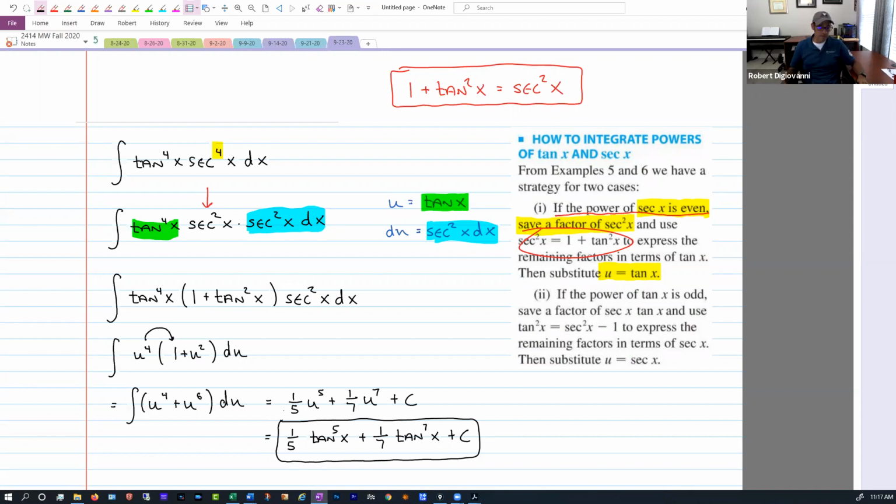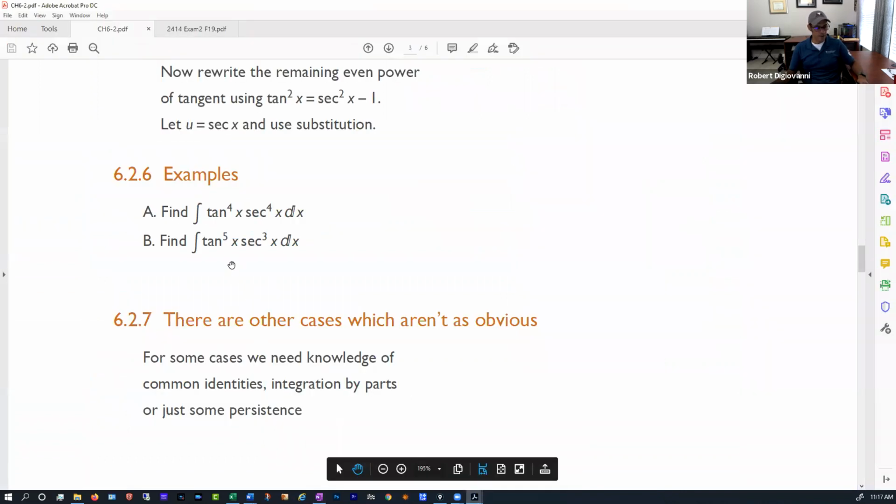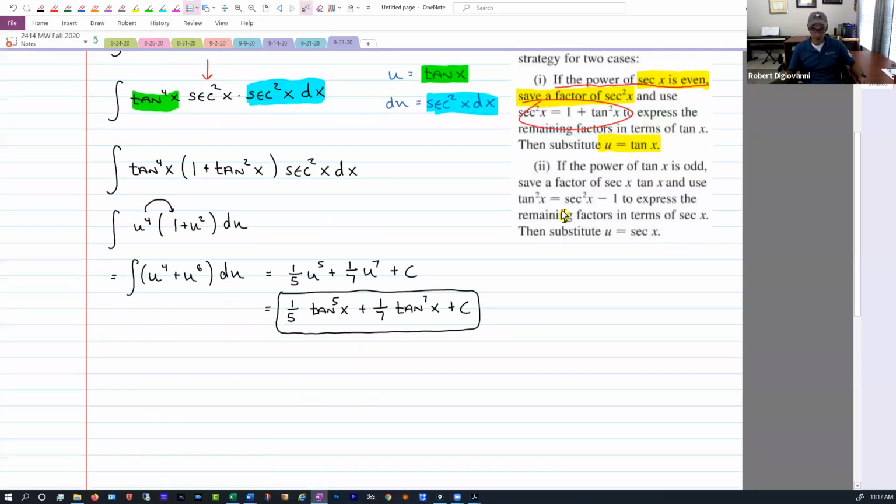Okay, this is good, right? Any questions? All right, so let's look at another one. Let's do tangent to the 5th x secant cubed x. Tangent to the 5th secant cubed.